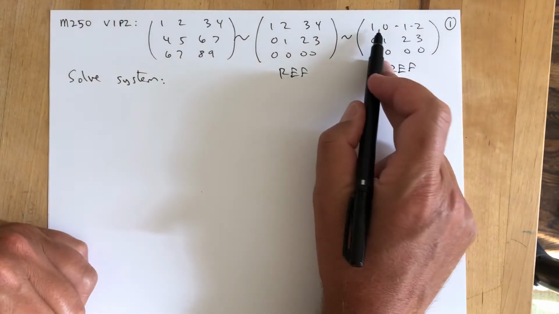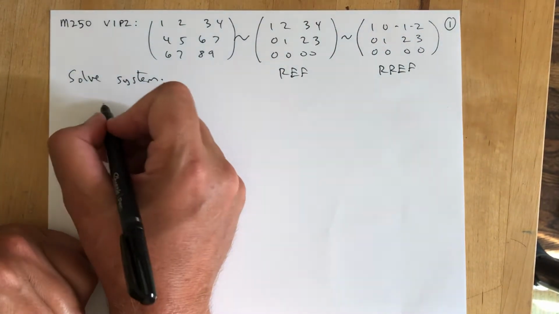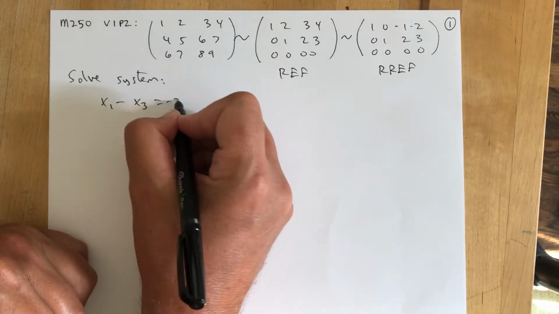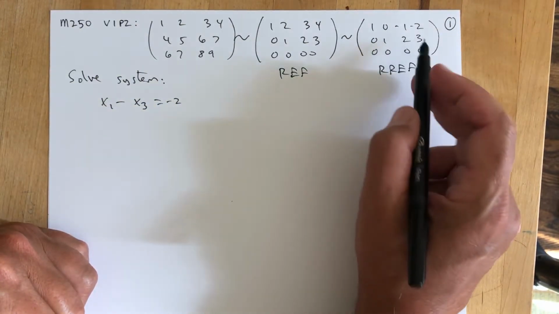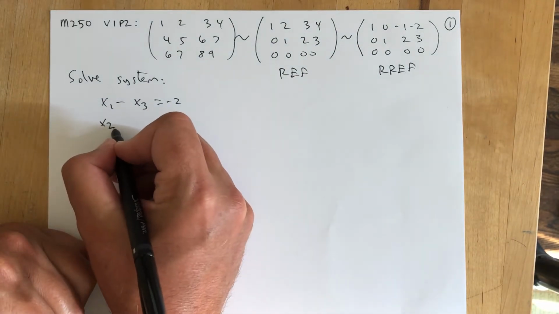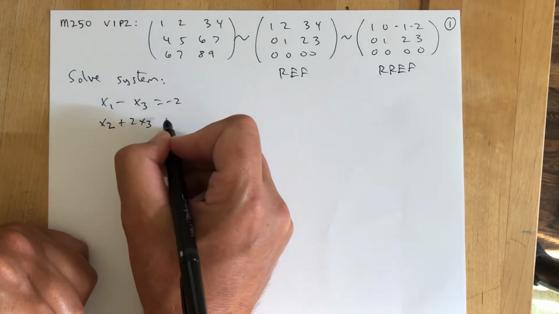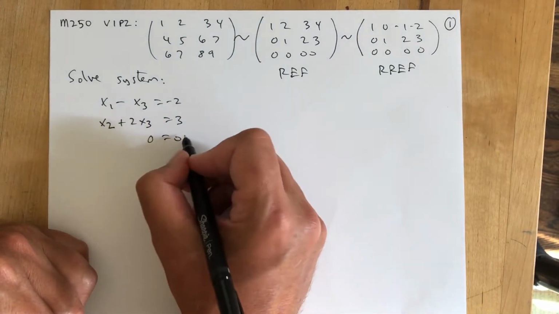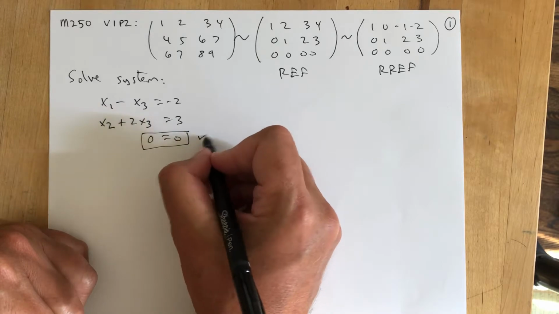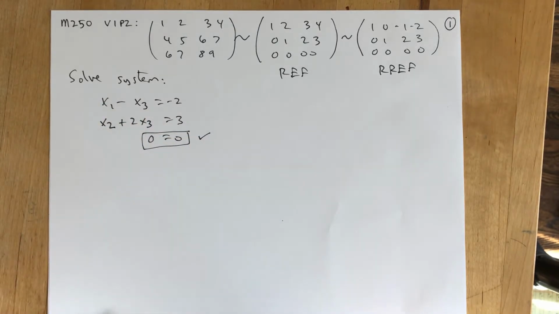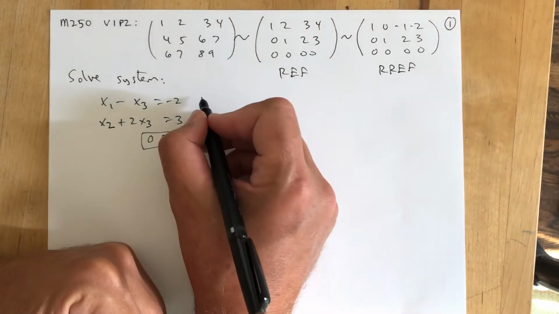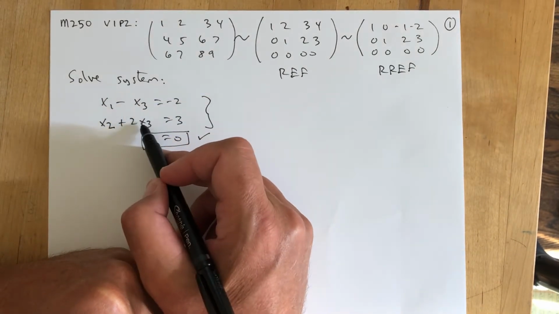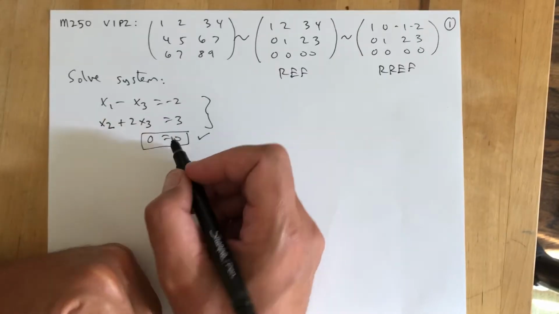Using all this work, this first row says that x1 minus x3 equals -2. The second row says x2 plus 2x3 equals 3. And the third row says that 0 equals 0. Okay, that's great. We knew that from ages ago, right? But if you put these two together, it says that x1 depends on x3 and x2 depends on x3. So we have dependency here.